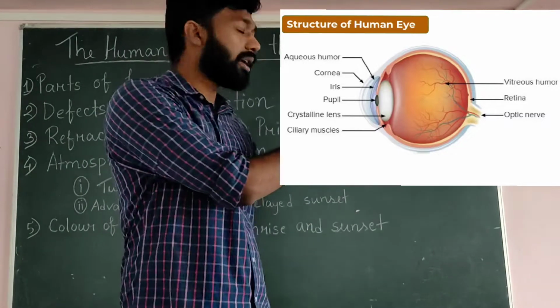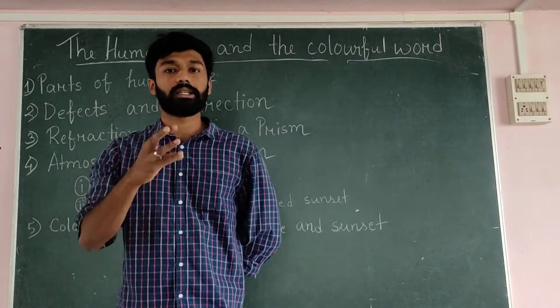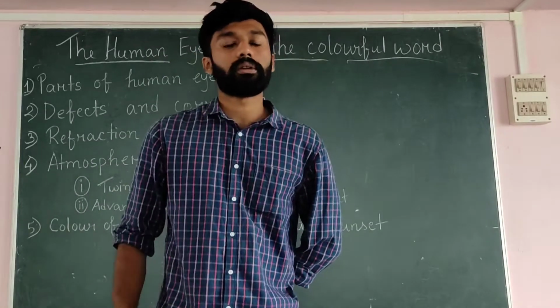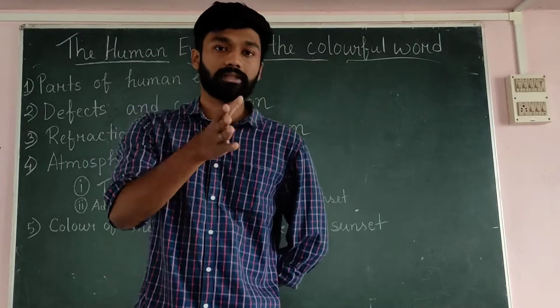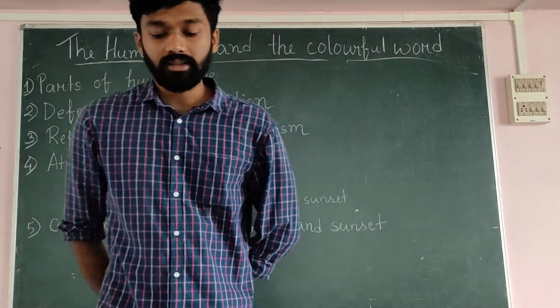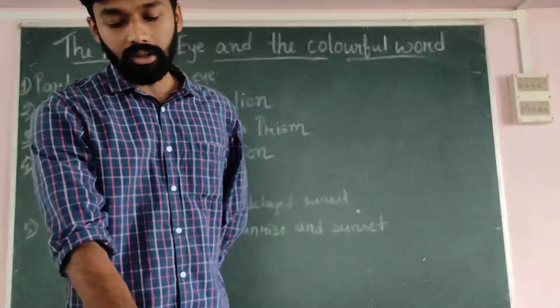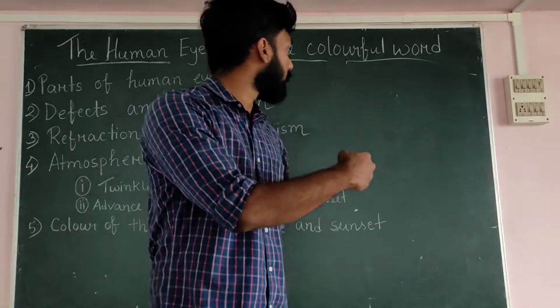By looking at the structure, we already studied the chapter light reflection and refraction. In that chapter we already came across the lens. So everyone knows what a convex lens is. The structure of the lens of the eye is similar to a convex lens. Okay. So then what is happening in the eye?